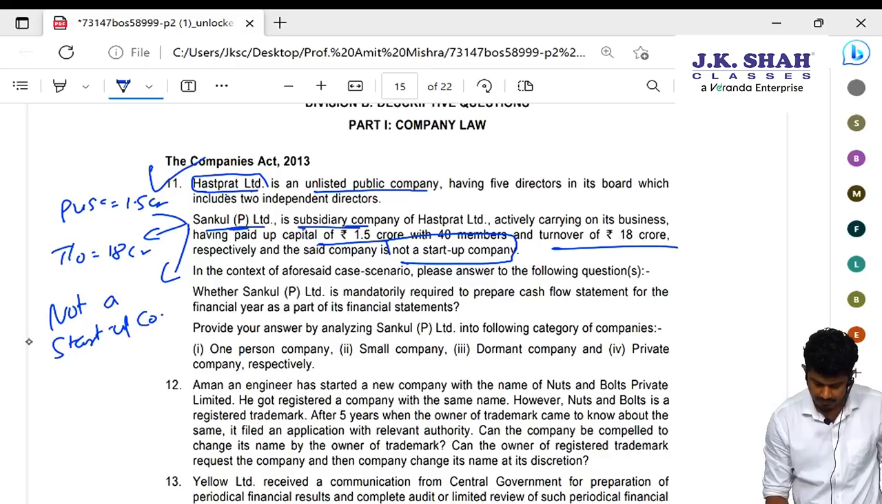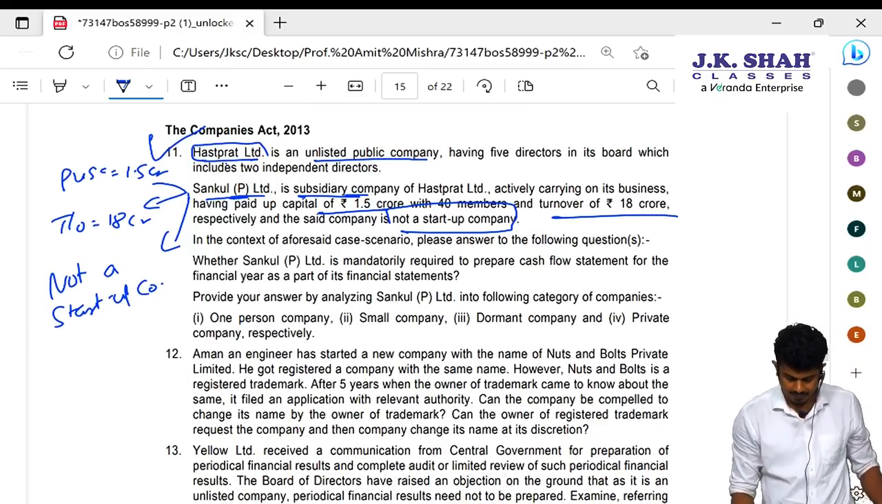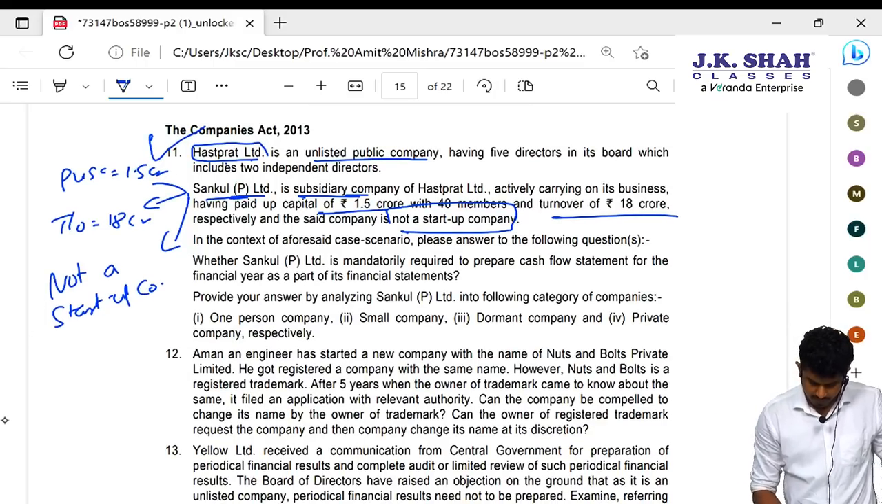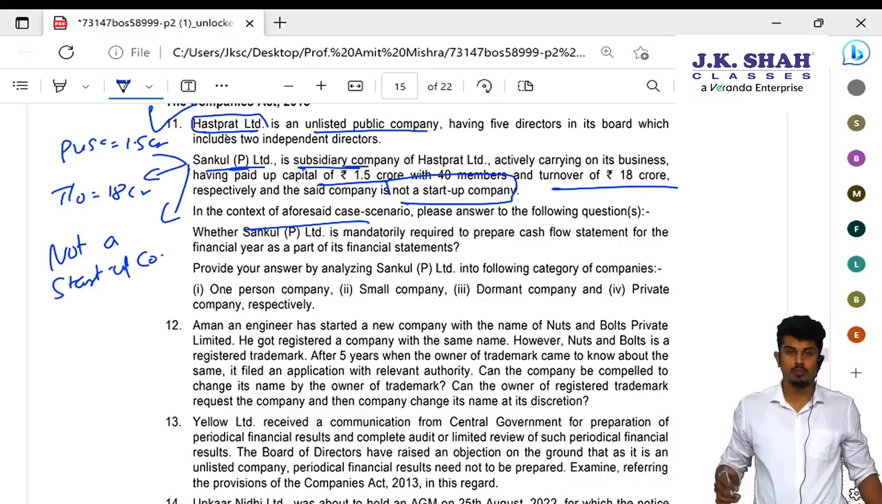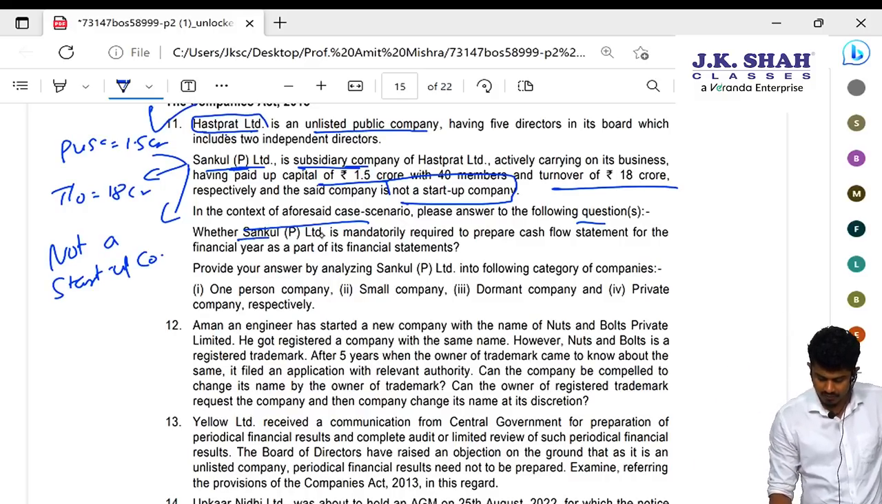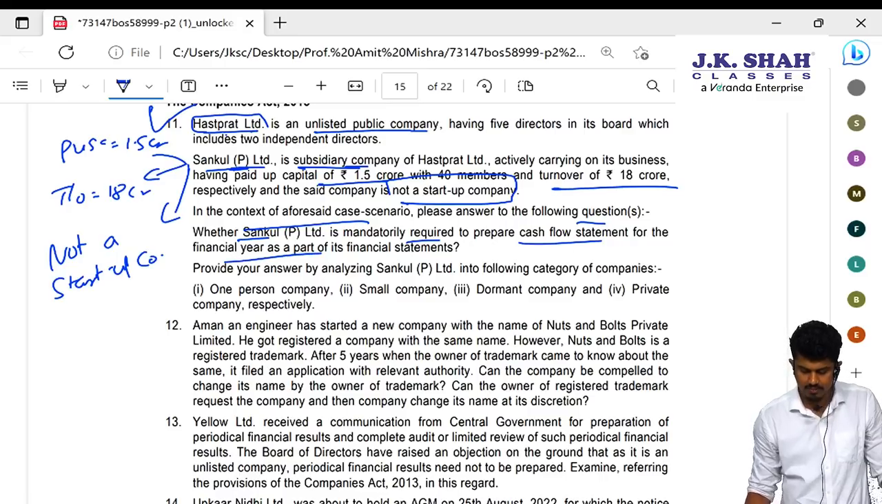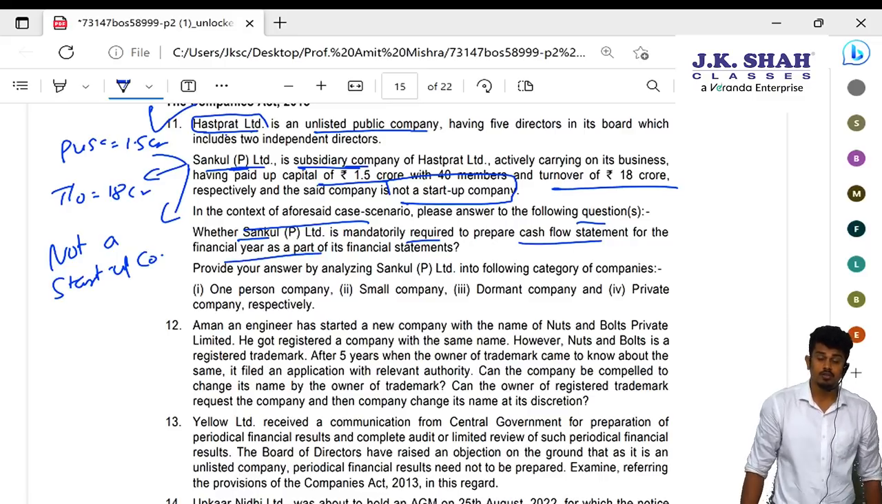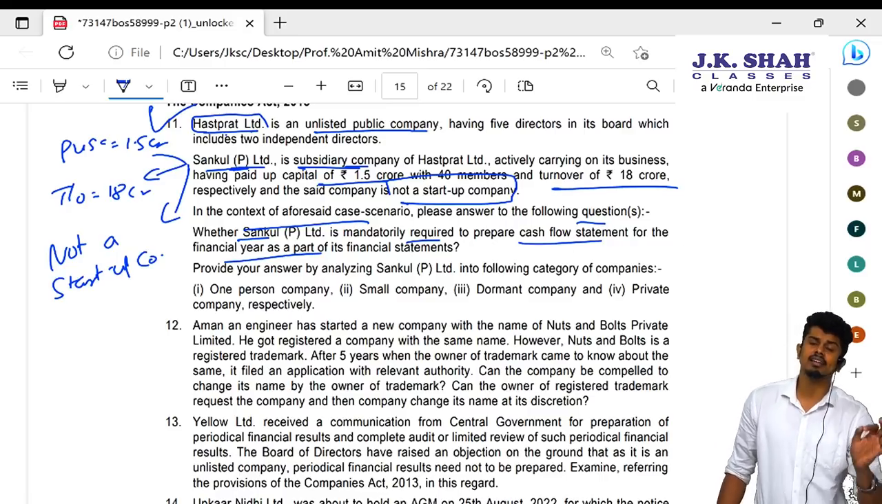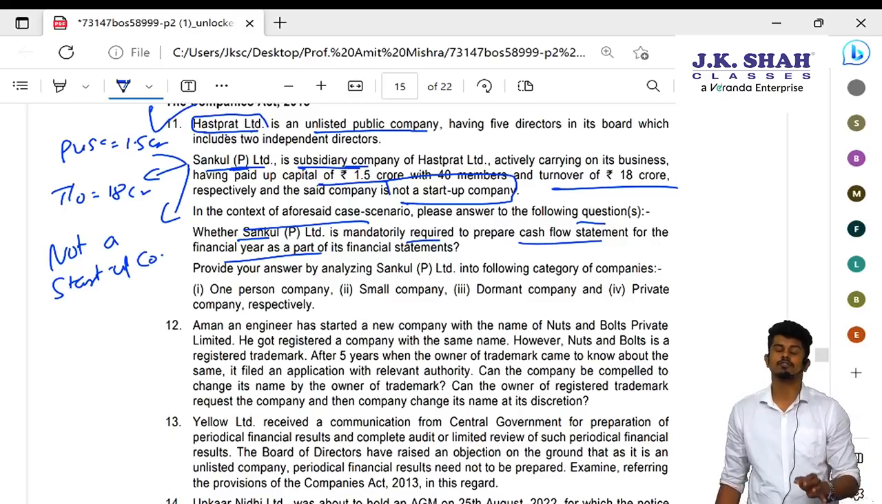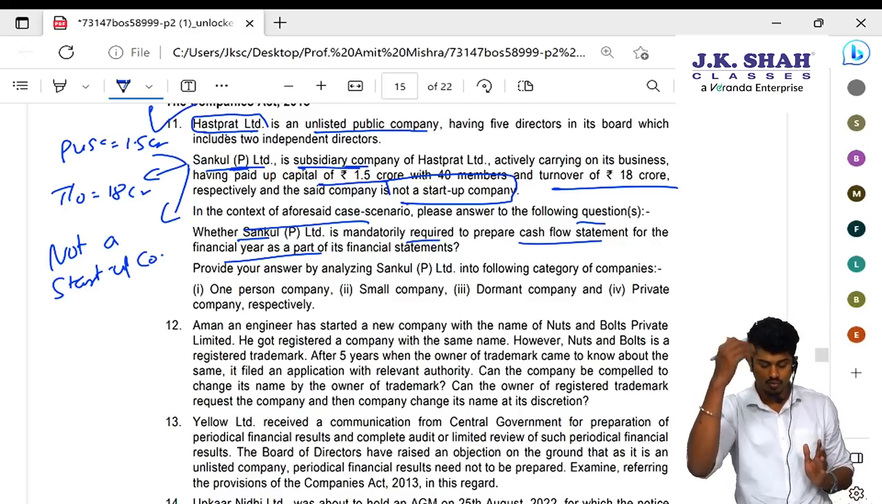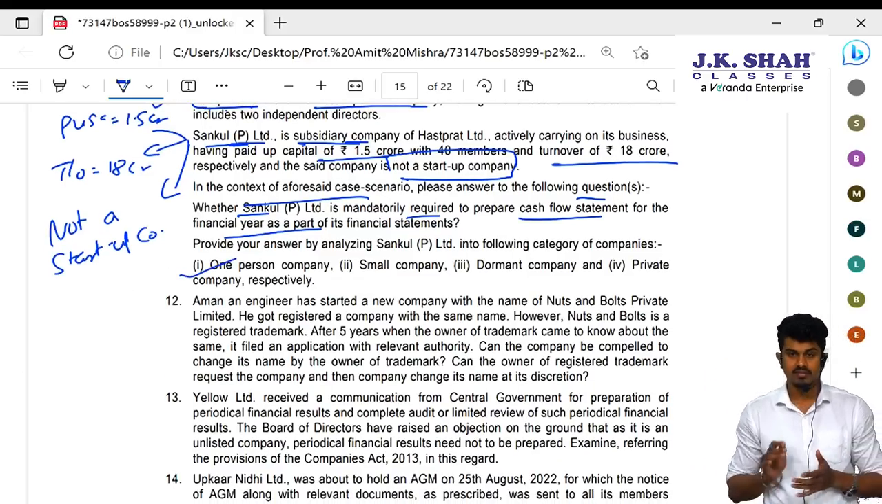And it is a private company. Which company? Private company. Okay. Now, in this context of the aforesaid scenario, please answer the following questions. Whether Sankalp Private Limited is mandatorily required to prepare cash flow statement for the financial year as a part of its financial statement. So they've asked you, will Sankalp Private Limited have to prepare cash flow statement or not? And we'll have to answer it in the light of one person company.